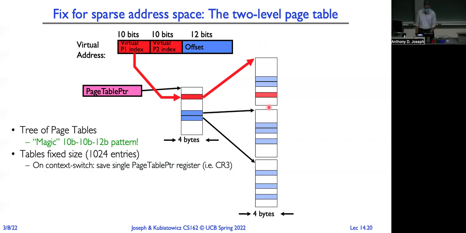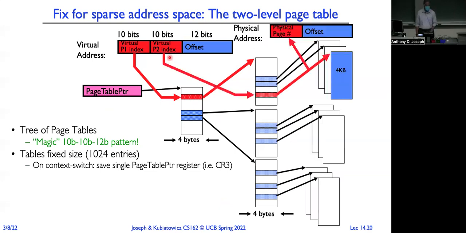I should point out, when we do a context switch, the only thing we have to save is this page table pointer. On x86, it's the CR3 register. Okay, so we take our next 10 bits and use that as an index into this page table, and it gives us the physical page number of the page in memory. We then combine that with our offset, and that gives us the physical page and the actual offset on that page.